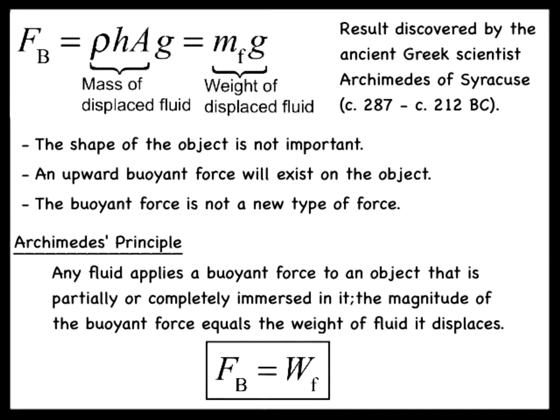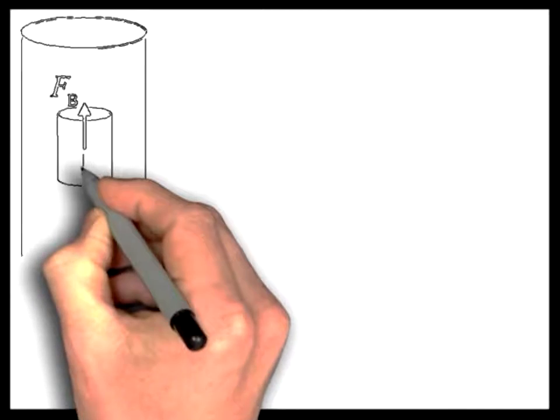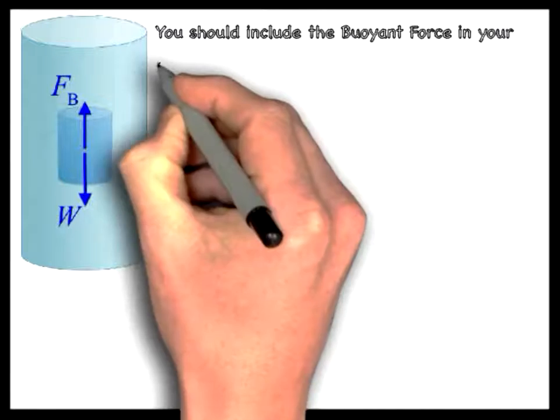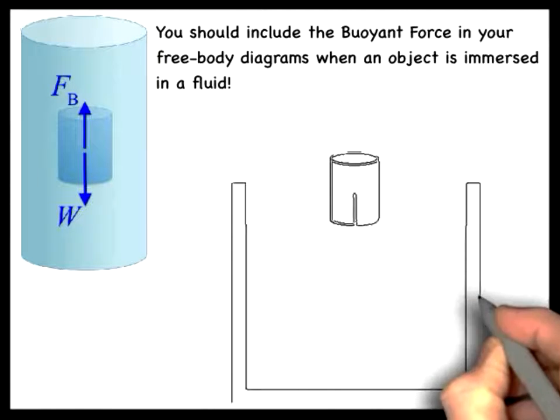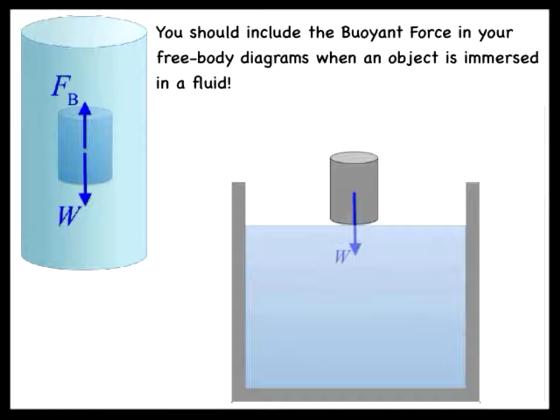From a problem-solving standpoint, if an object is immersed in a fluid, then you should include the upward buoyant force in the free body diagram for the object. The overall effect of the buoyant force will then depend on its magnitude compared to the magnitude and direction of the other forces acting on an object. For example, as an object is placed in a fluid, there will initially be just two forces acting on the object: its weight and the buoyant force from the fluid.